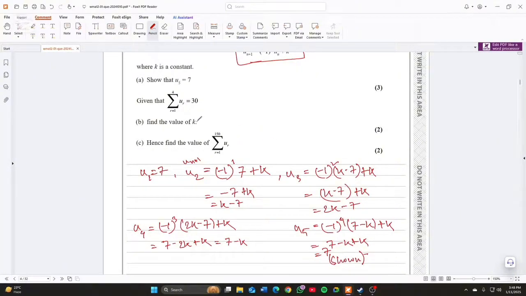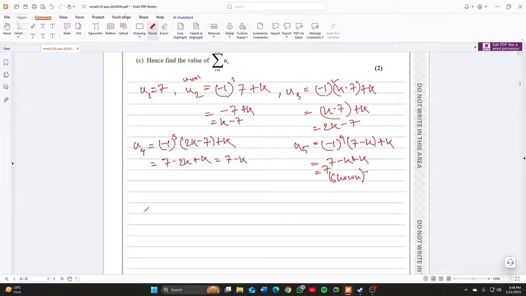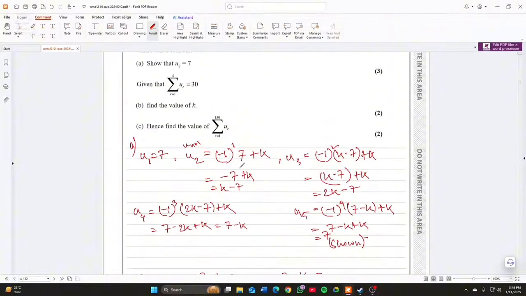Okay, so we need to add the values of u from 1 to r. Therefore for b, this was a. For b, we just add all these values. So u1 was 7, and u2 was k minus 7, plus u3 is 2k minus 7, plus u4 is 7 minus k, and all the values total gives us 30.